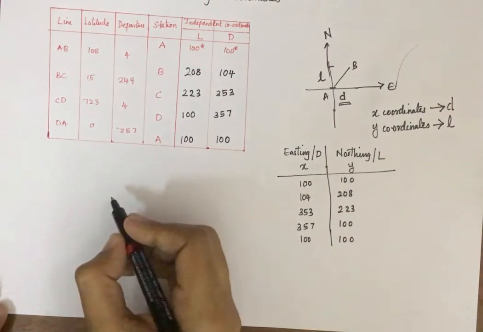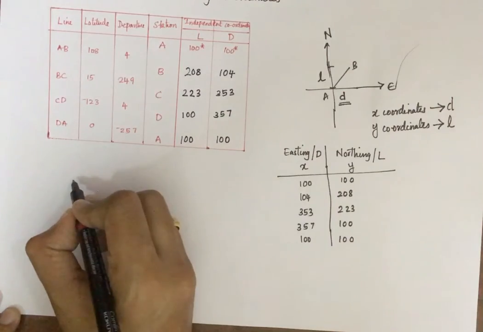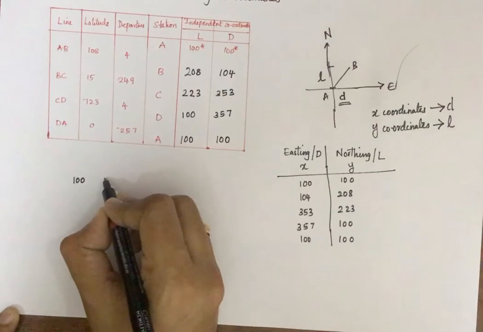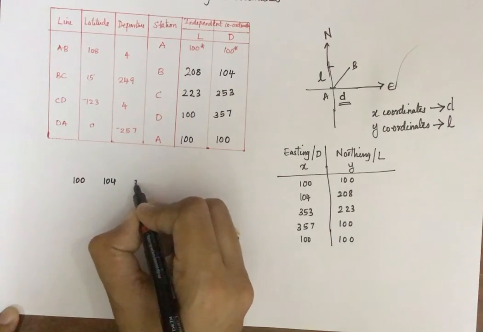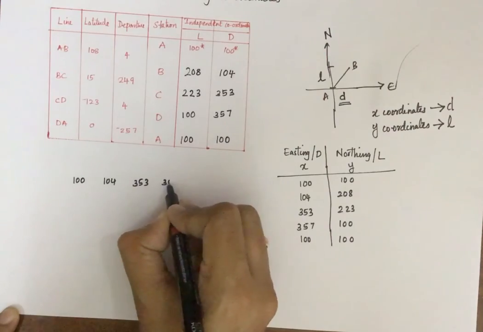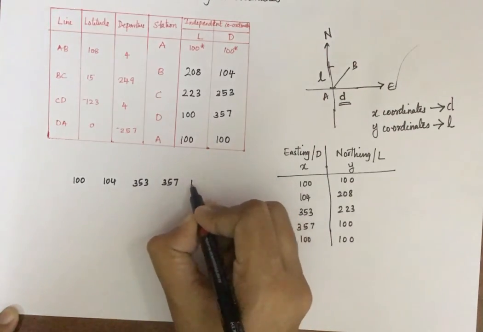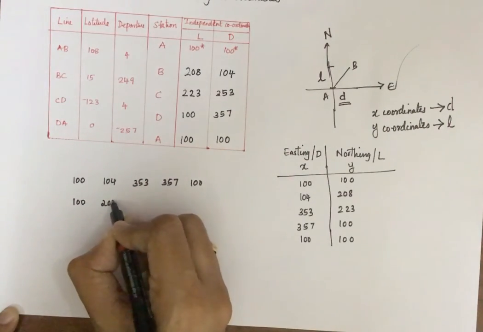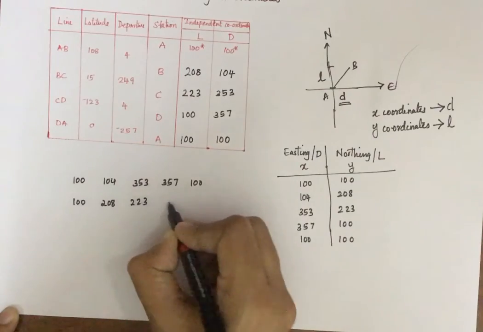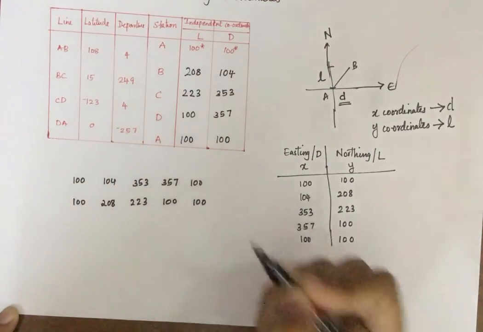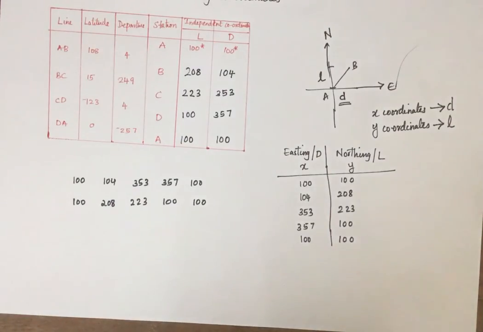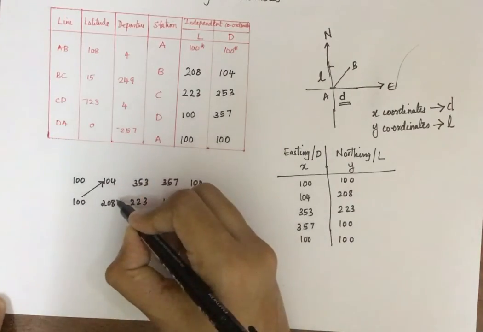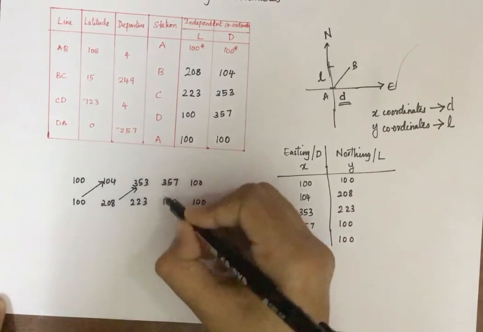So now you can write the departure values in a horizontal line: 100, 104, 353, 357, 100. Y coordinates: 100, 208, 223, 100, 100. Now multiply these two values.